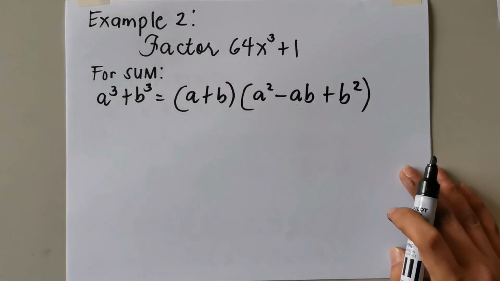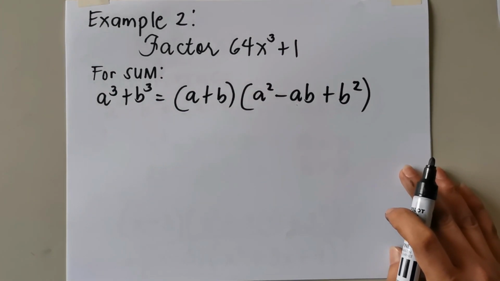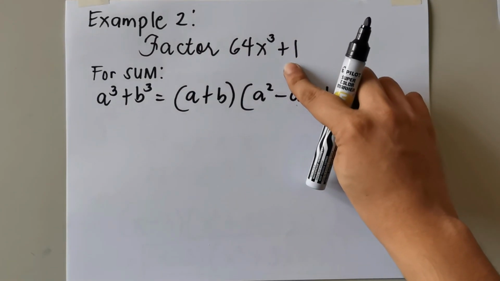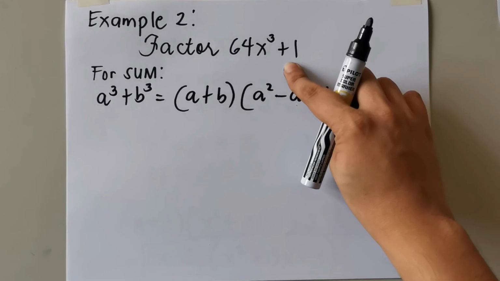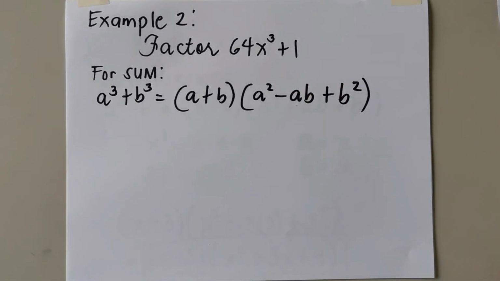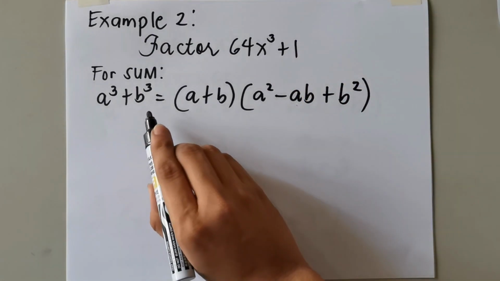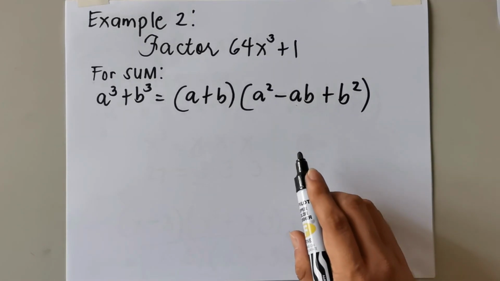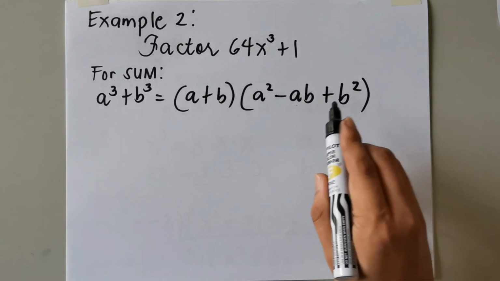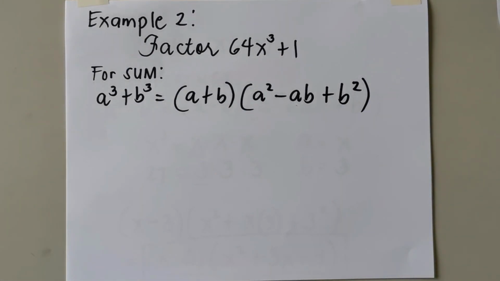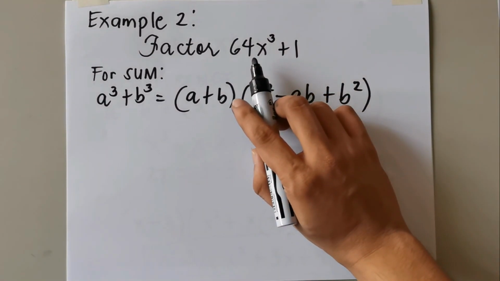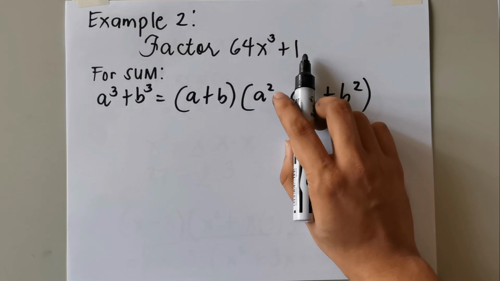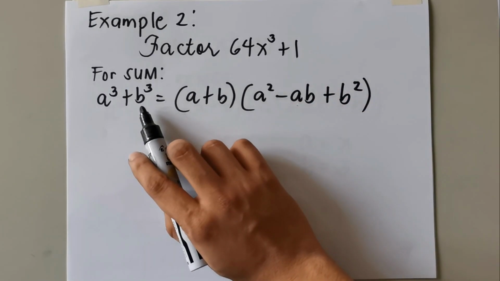Example 2. Factor 64x cubed plus 1. Well, as you have noticed, the operation is addition. So the pattern that we are going to use is for sum. And that's a cubed plus b cubed equals quantity a plus b times quantity a squared minus ab plus b squared. Again, this 64x cubed represents a cubed, and this 1 represents b cubed.